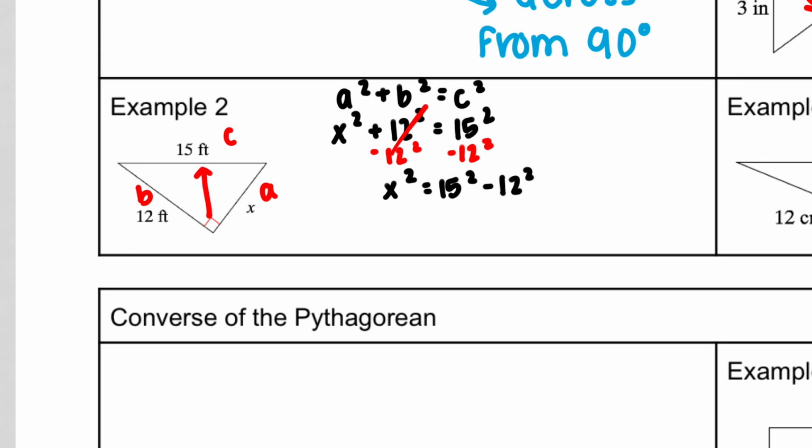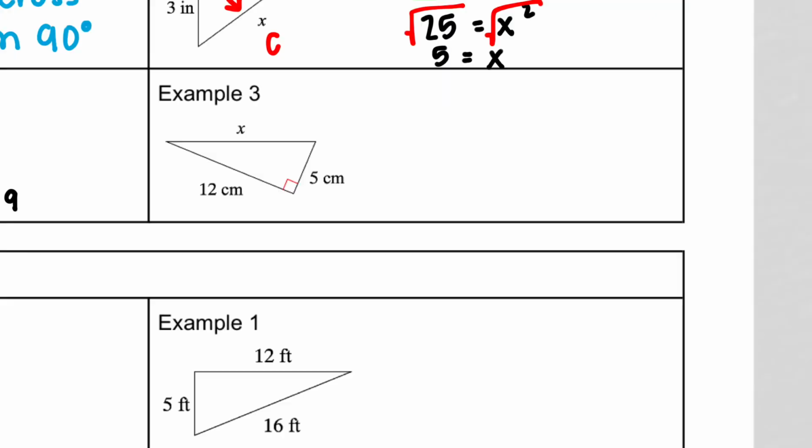We cannot combine them. Since both of my numbers are on the same side now, I can plug this straight into the calculator. When I plug 15 squared minus 12 squared into the calculator, I get 81. It's still x squared, so I need to take the square root of both sides. And when I do that, I find out that x is equal to 9. Example 3 is for you to try on your own. Remember, you want to write out your formula, label your sides, and then start plugging in.